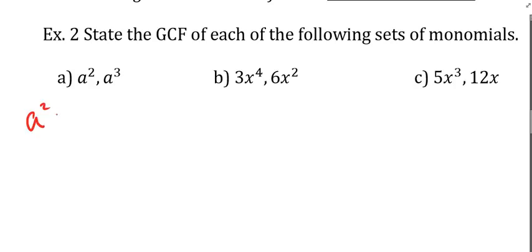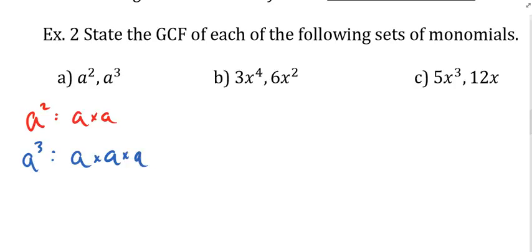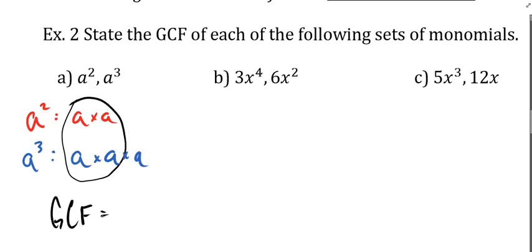So a squared is a times a. And a cubed is a times a times a. So what do they have in common? A squared. Is everybody okay with that?